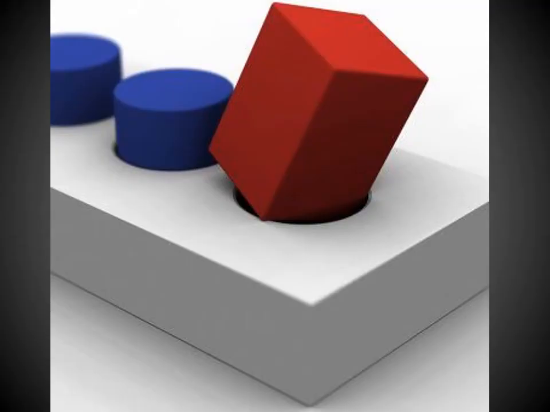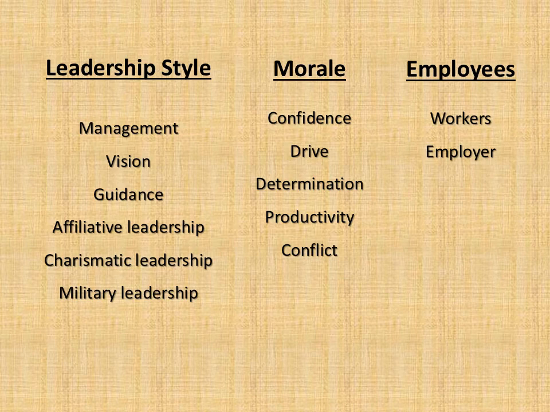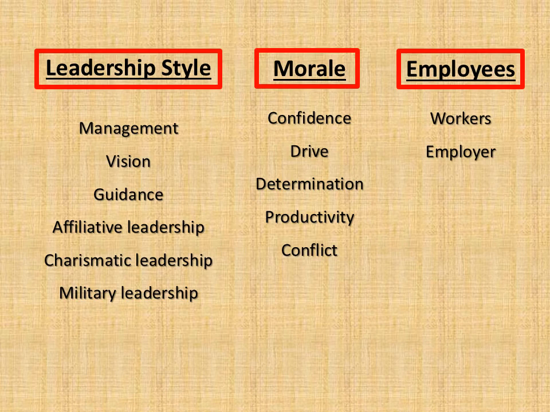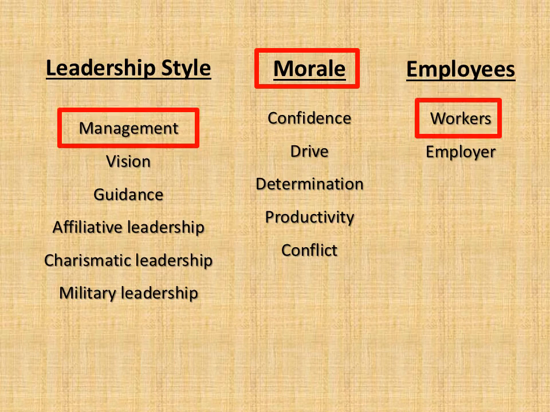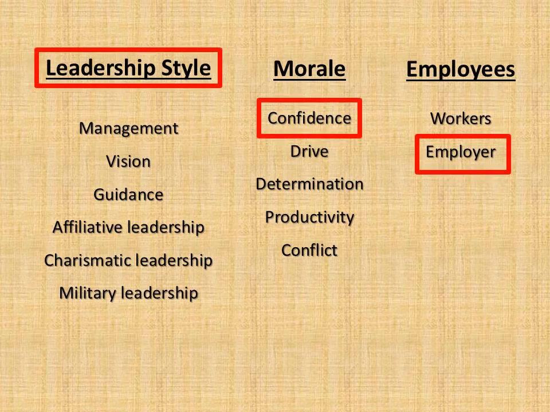But what if your chosen search terms don't work very well? What if you end up with too few results or articles to choose from? What if the articles that come up aren't quite what you're looking for? This is why you have your list of synonymous and related keywords, so you have something to fall back on. If the search string leadership style and morale and employees doesn't work well, try a different keyword combination, such as management and morale and workers, or leadership style and confidence and employer. The more keyword combinations you have at your disposal, the more likely you will be to find the peer-reviewed articles you need for your assignment.